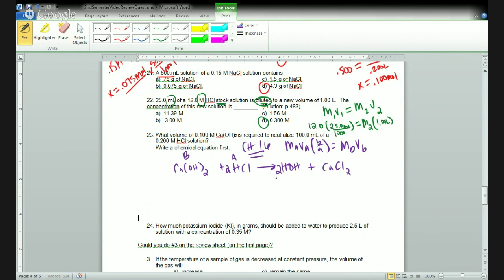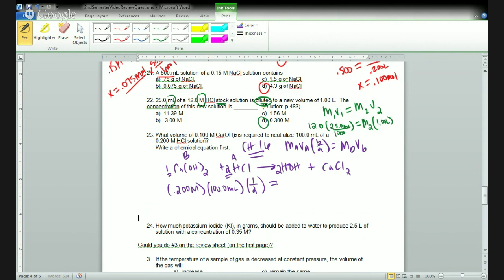So I read through my equation. I'm trying to find my molarity of my acid. I know HCl is my acid. It's 0.2 molar, so in my Ma, I'm going to put 0.200 molar. Volume of my acid, it tells me it's 100 mL. And now my mole ratio is my base over my acid. So my base has no coefficient, so I'm going to put the number 1 in front of it. My acid has a 2, so I'm going to put a 2 on the bottom. So the mole ratio just comes from the coefficients in the balanced equation.